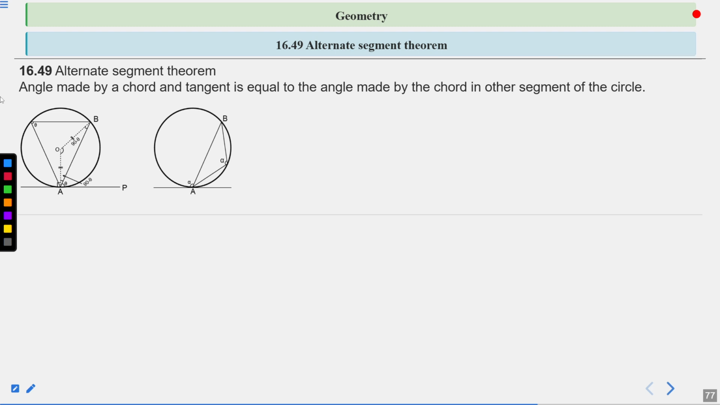So the alternate segment theorem says that the angle made by the chord and the tangent is equal to the angle made by the chord in the other segment of the circle. So chord AB makes an angle theta on the opposite side of the circle, and this chord makes the same angle with the tangent AP. So this is also theta, and both angles will be equal. Same way, this alpha equals this alpha. Next one.